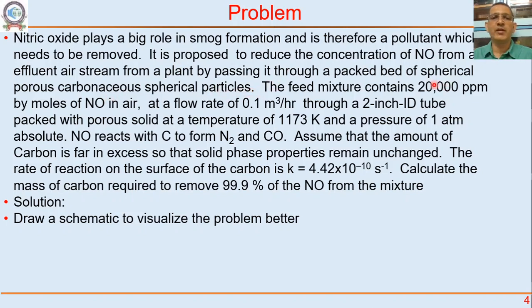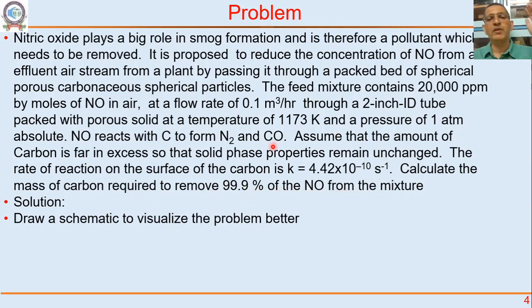Feed mixture contains 20,000 ppm by moles of nitric oxide in air at a flow rate of 0.1 meter cube per hour through a 2-inch ID tube packed with porous solid at the temperature of 1173 Kelvin and a pressure of 1 atmosphere absolute. NO reacts with carbon to form nitrogen and carbon monoxide. Assume that the amount of carbon is far in excess so that the solid phase properties essentially remain unchanged. The rate constant of reaction on the surface of the carbon is 4.42 into 10 raised to minus 10 second inverse. Calculate the mass of carbon required to remove 99.9% of the NO from the mixture.